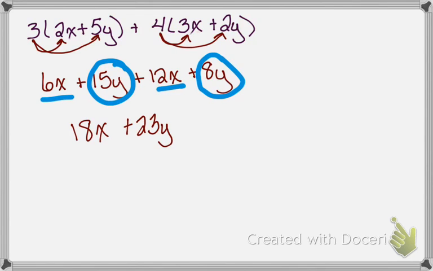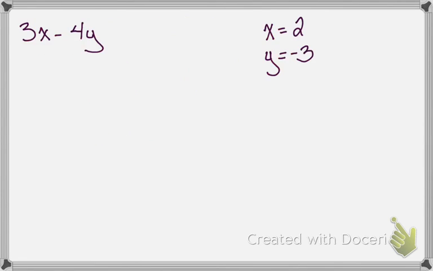Okay? Now we are going to do some substitution. 3x minus 4y. So, what we are going to do here is we are going to substitute 2 for x. Then we are going to substitute negative 3 for y. So wherever there's an x, I'm going to put a 2. Wherever there's a y, I'm going to put a negative 3.